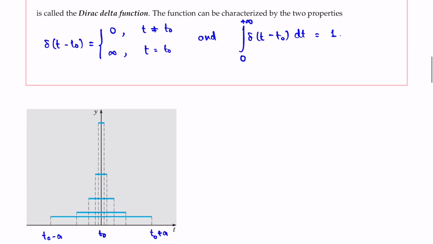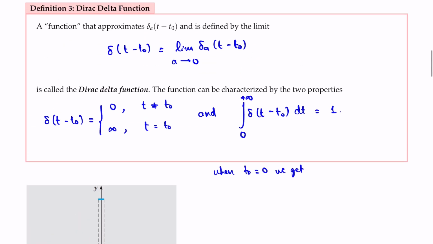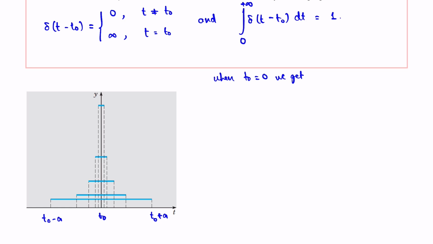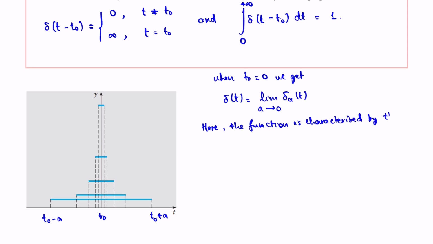In the case of t0 concentrated at 0, I'm going to give you something very similar to this, but for the case of t0 equal to 0, not something later in time, not something that is greater than 0. So when t0 equals 0, we get that delta of t is equal to the limit of delta sub a of t as a goes to 0. Okay. Here, the function is characterized by the two properties.